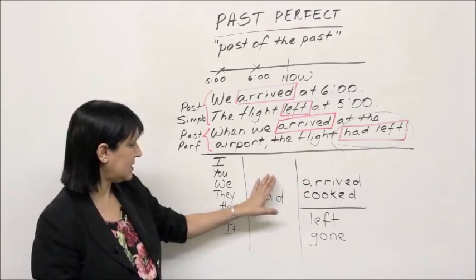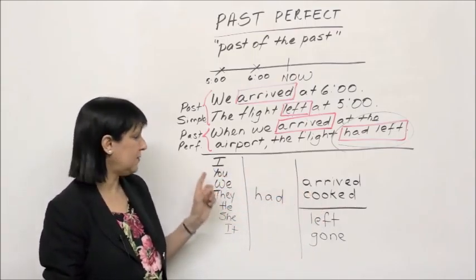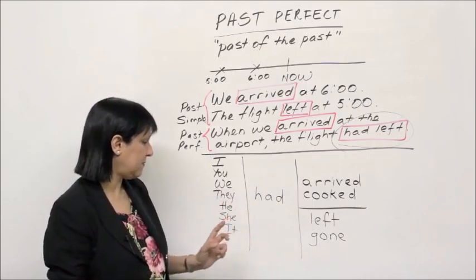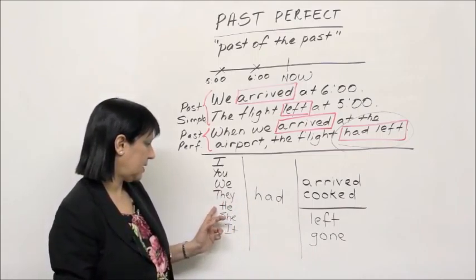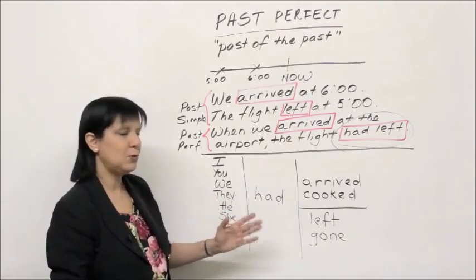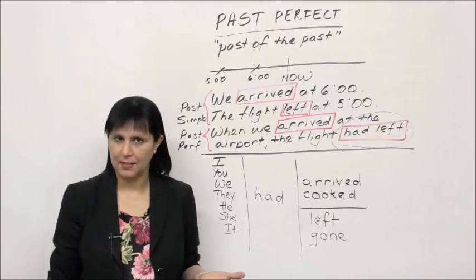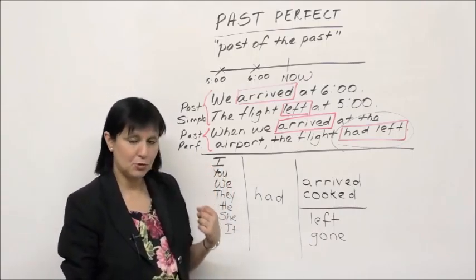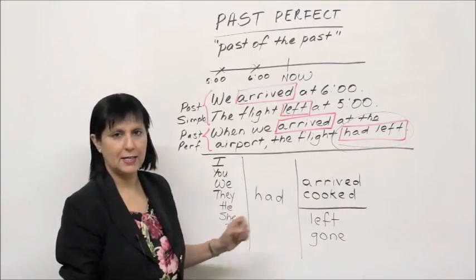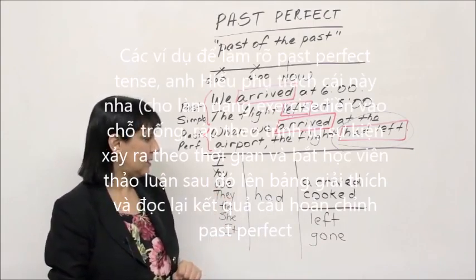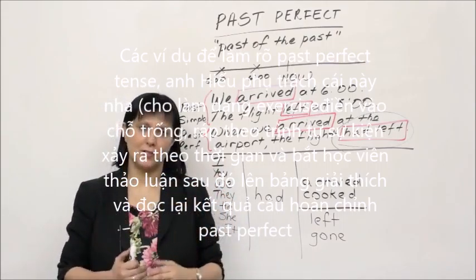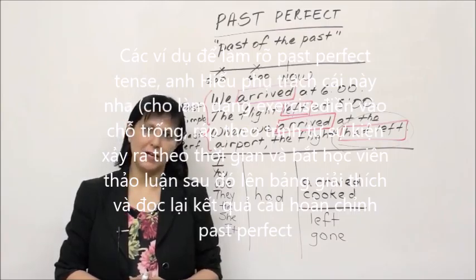You can't just say I arrived, or I cooked, or they left, or he left, right? That would be a problem because that would just be the past simple tense. If you want to start using past perfect, then you need to use this auxiliary verb had in the middle. All right? Next, I'm going to show you several examples which will help you to understand even more clearly exactly how to use the past perfect tense.